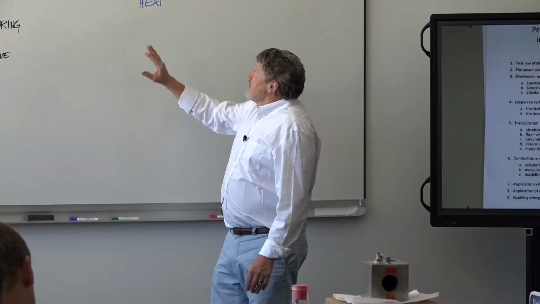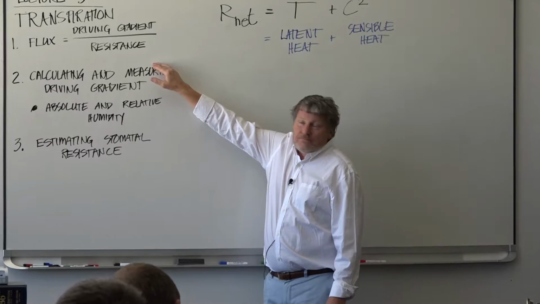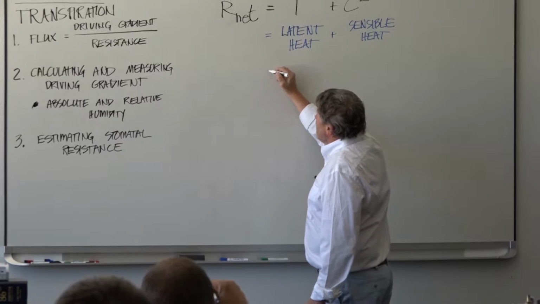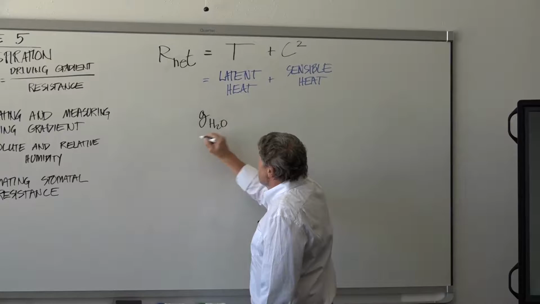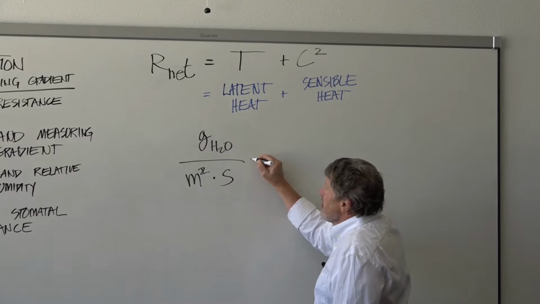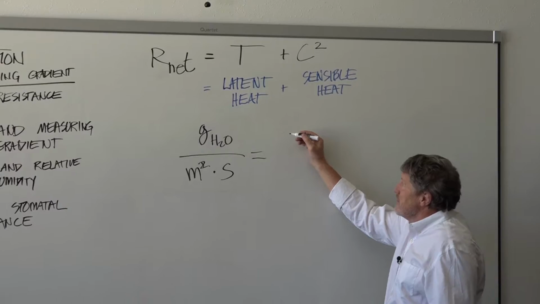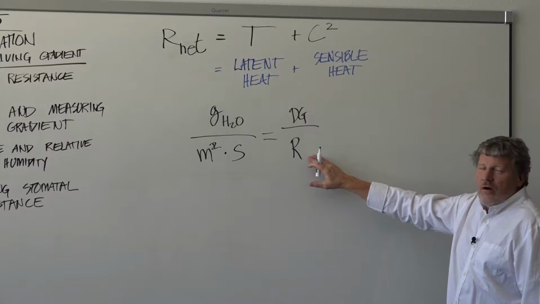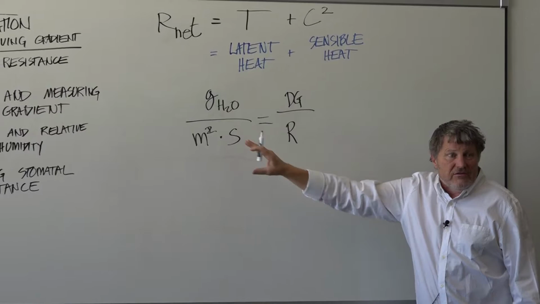Flux is driving gradient over resistance. In the case of latent heat, the flux is transpiration, so we'll put grams of water per meter squared per second equals a dimensionless driving gradient, so DG, over resistance. And the resistance is the stomates. Are they closed? Are they open? How open are the stomates? So it's just a ratio of these two things that quantitatively determine transpiration.